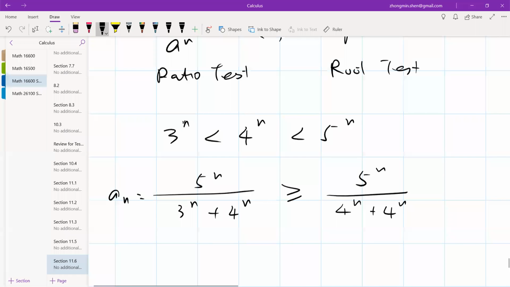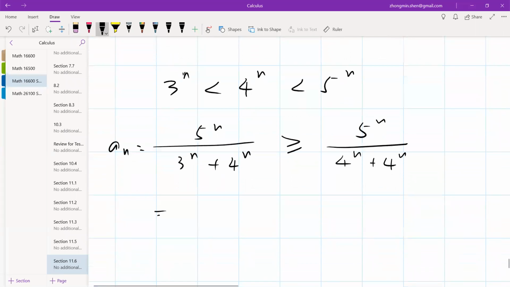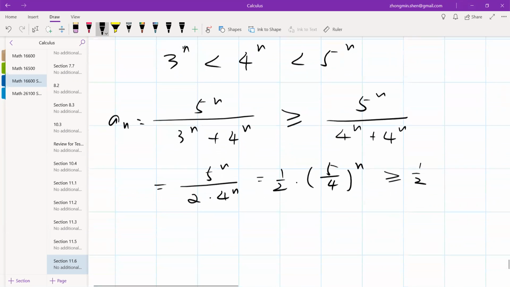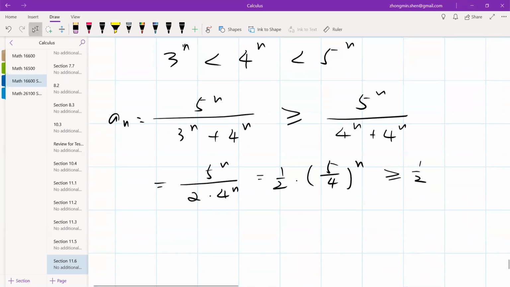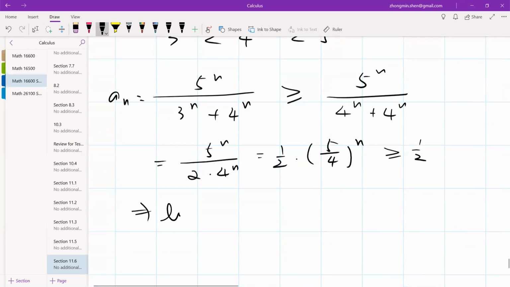Got it? Okay. So that is going to be twice 4 to the n, so 5 to the n over 2 times 4 to the n, and that is 1/2 times (5 over 4) to the n. 5 over 4 is greater than 1, so the term is greater than or equal to 1/2. You agree? Okay, so my nth term is never smaller than 1/2. So that implies it never goes to 0. Just the nth term test.